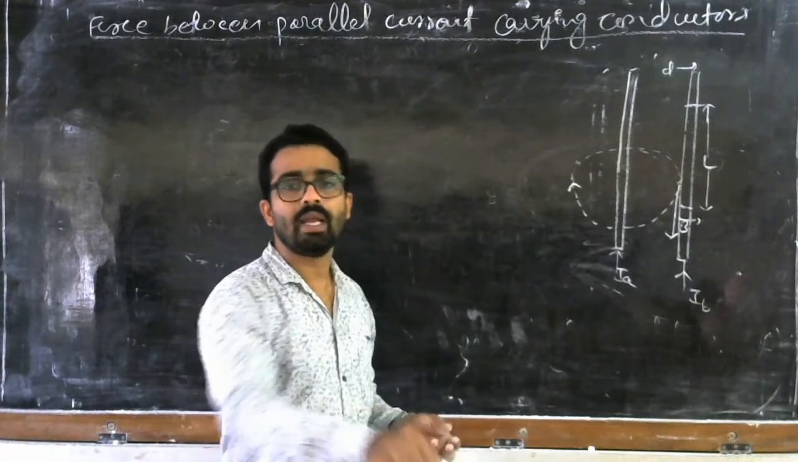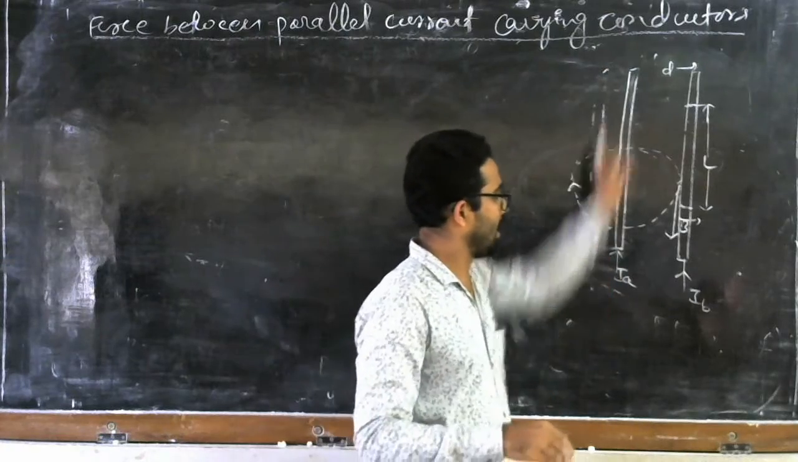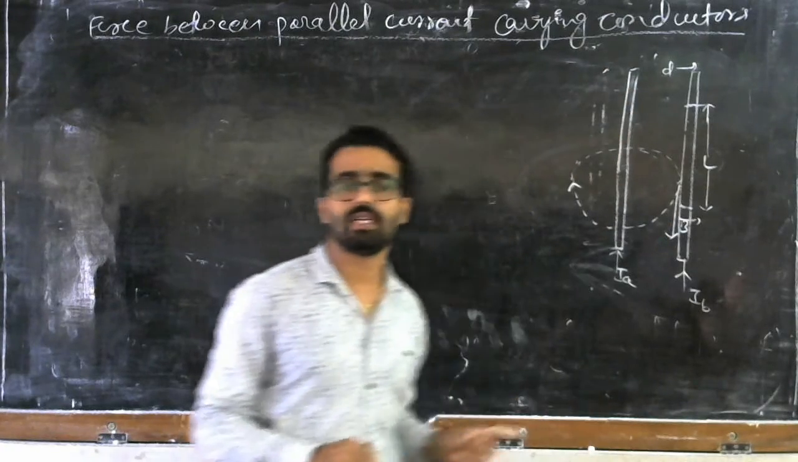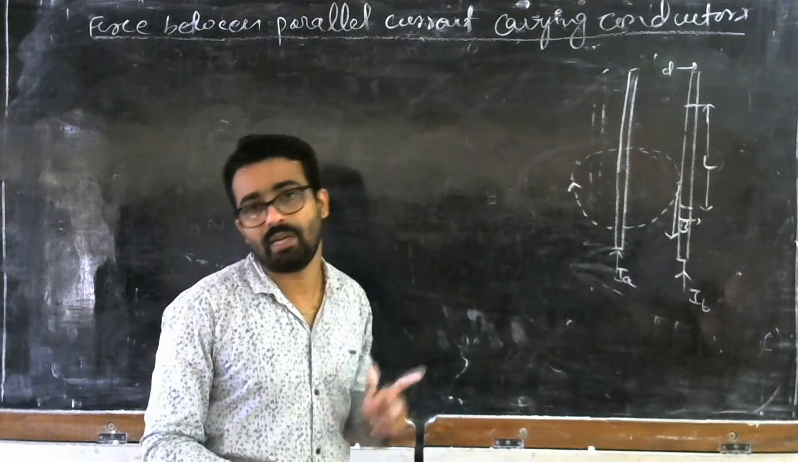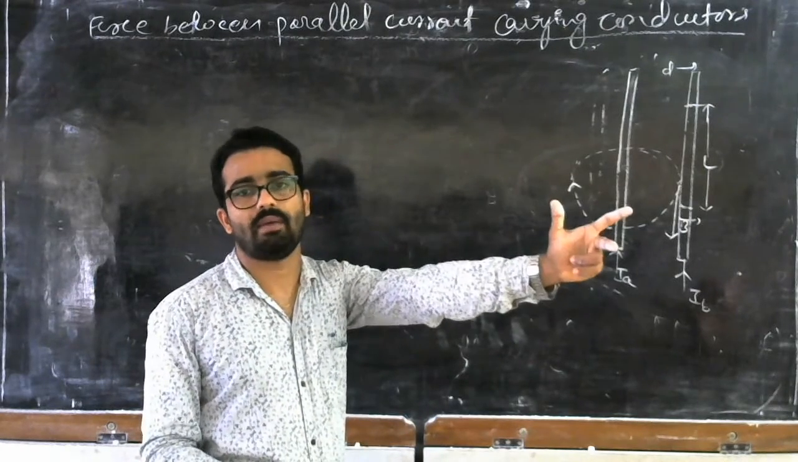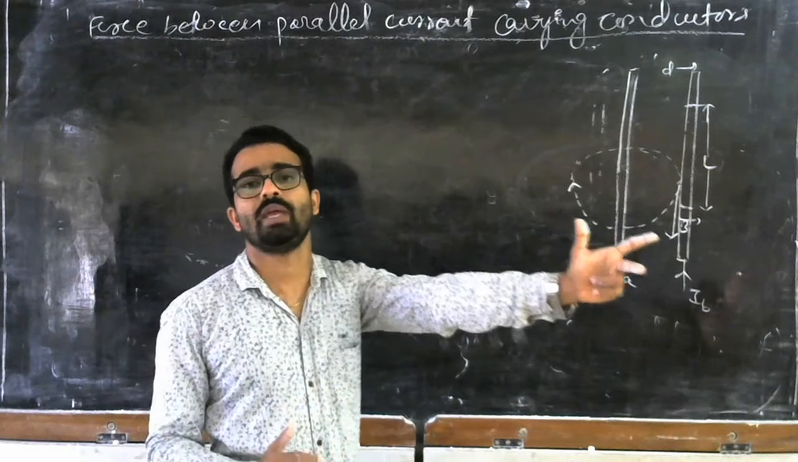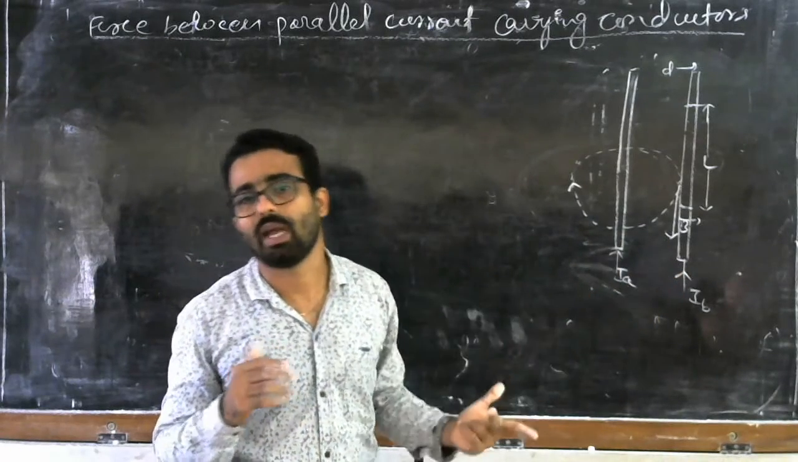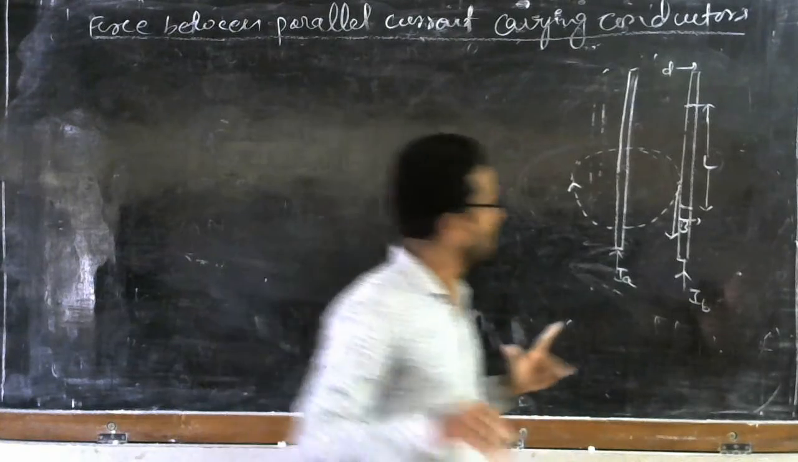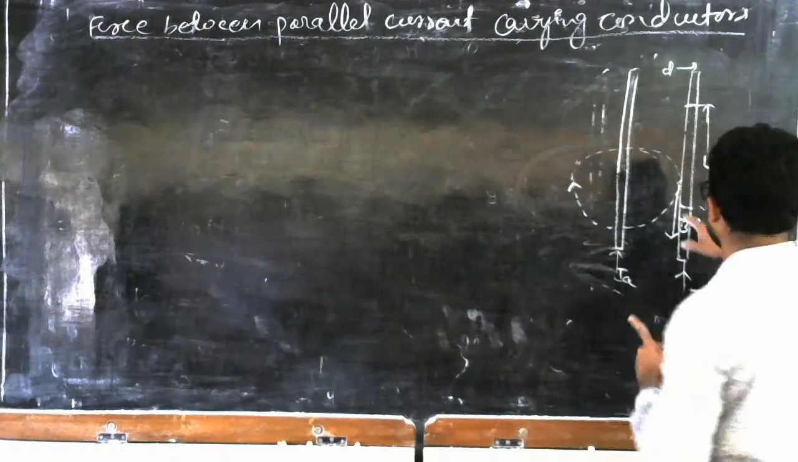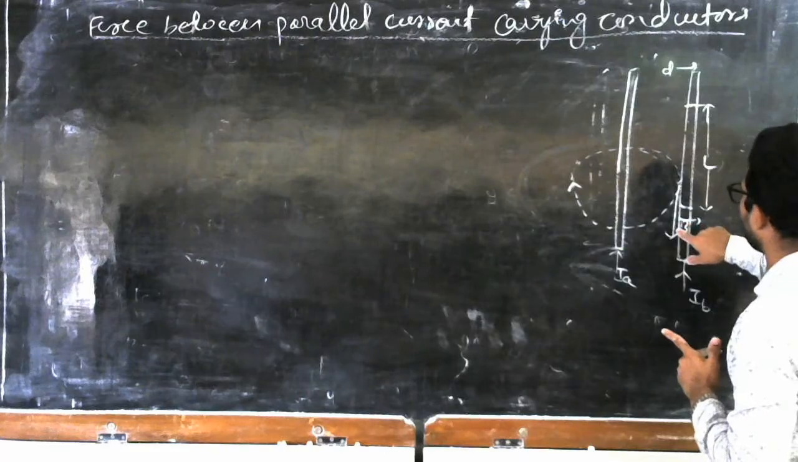So the angle between that current-carrying element and the magnetic field is 90 degrees. That is why we are able to apply Fleming's left-hand rule. This is the rule we can apply when the charges are moving perpendicular to the direction of the magnetic field. How to apply it? See here. This is the direction of the magnetic field.